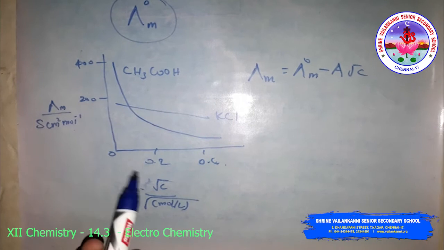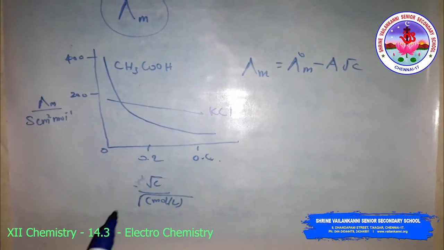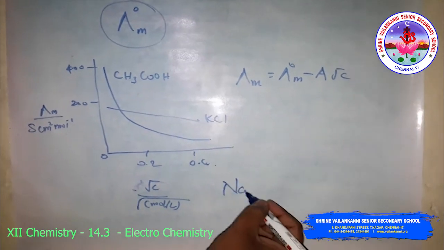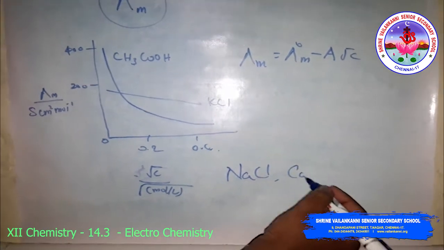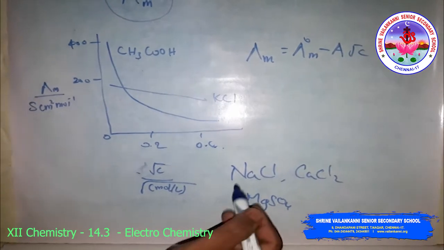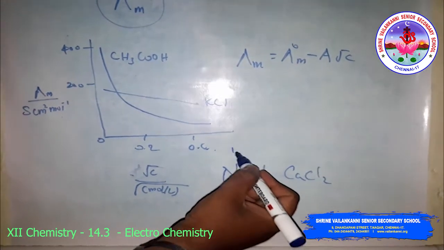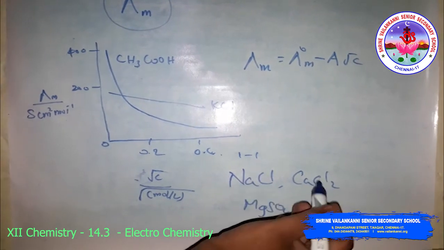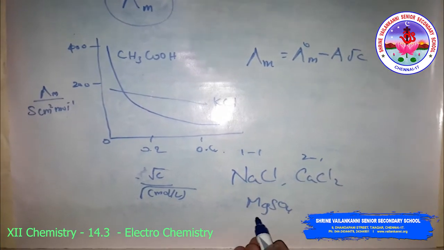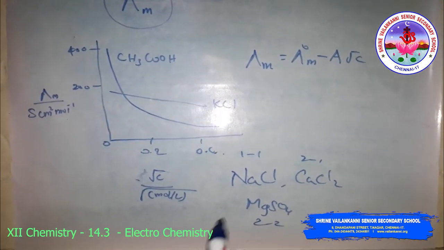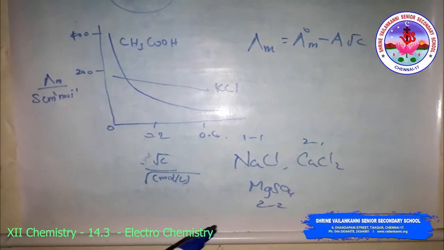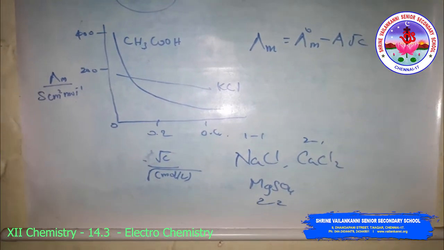The value of the constant A for a given solvent and temperature depends on the type of electrolyte, that is, the charge on the cation and the anion produced on dissociation of the electrolyte in the solution. For example, NaCl gives Na plus and Cl minus, then CaCl2, calcium chloride, and magnesium sulfate. NaCl dissociates into 1:1 because of Na plus and Cl minus, CaCl2 is 2:1, and magnesium sulfate is 2:2. All electrolytes of a particular type have the same value for A.